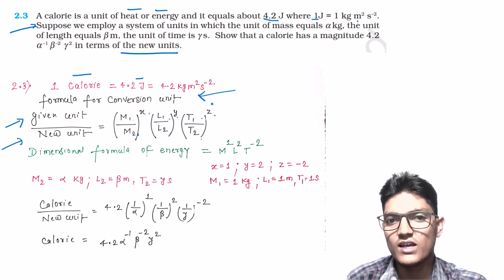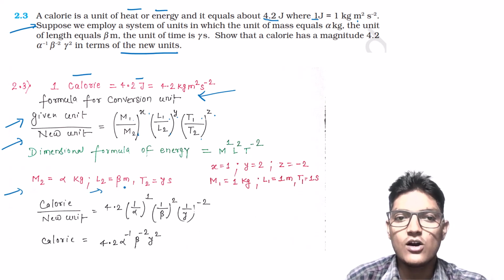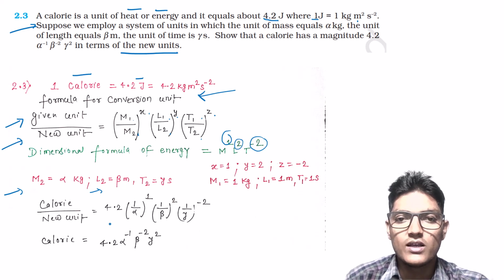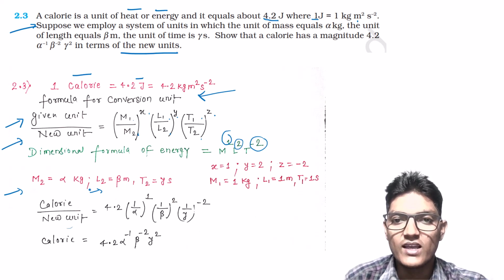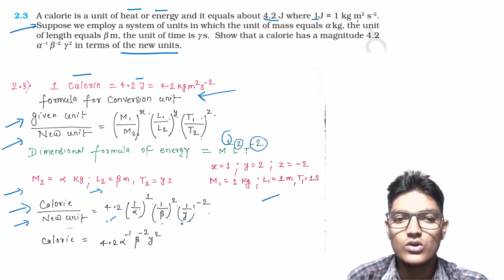जो एनर्जी का जो डायमेंशन होता है M to the power 1, L to the power 2 and T to the power minus 2, जहाँ पे हमारा M2 हो जाएगा अल्फा kg, L2 हो जाएगा बीटा और T2 हो जाएगा गामा. x का वैल्यू 1 है और y का 2 है और z का -2 है. सो M1 कितना हमारा, M1 है 1 kg, L1 है हमारा 1 मीटर और हमारा T1 है 1 सेकेंड. तो जस्ट पुट ऑल द वैल्यूज. Calorie upon new unit, so 4.2 into 1 upon alpha to the power 1, 1 upon beta to the power 2 and 1 upon gamma to the power -2. So calorie का हमारा new unit क्या हो जाएगा, 4.2 alpha to the power -1, beta -2 and gamma power 2.